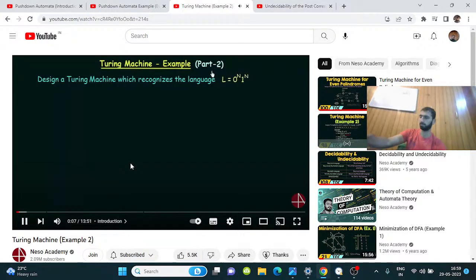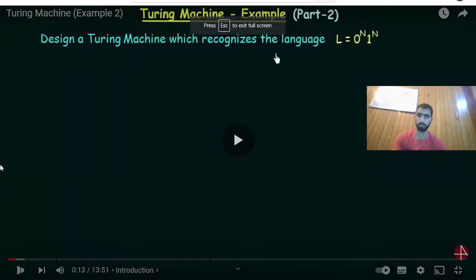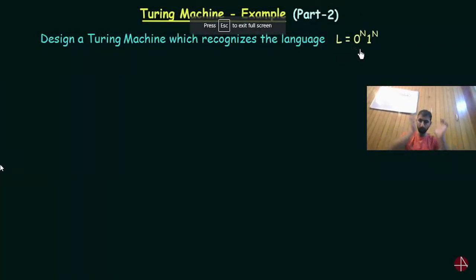machine for a given language. So our task is to design a Turing machine which recognizes the language L equal to 0 power n 1 power n. That means we have to design a Turing machine which accepts this kind of language where the number of zeros should be exactly equal to the number of ones that follows. That means if you have n number of zeros, then you should exactly have n number of ones that follows those zeros.